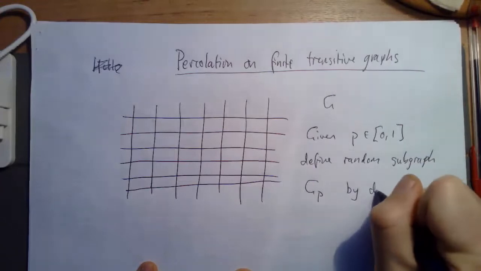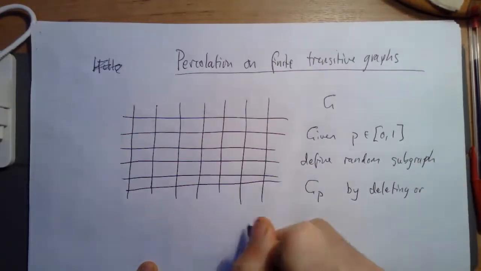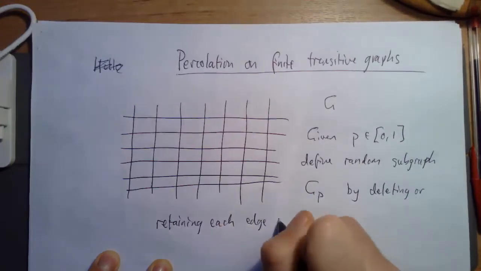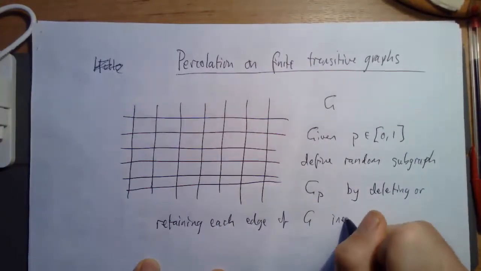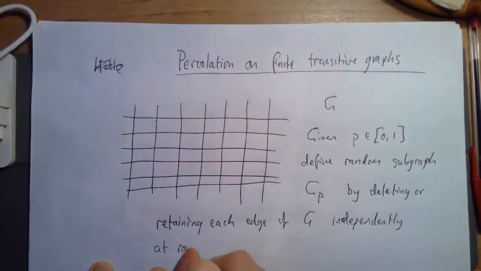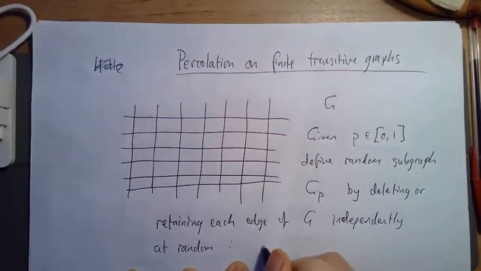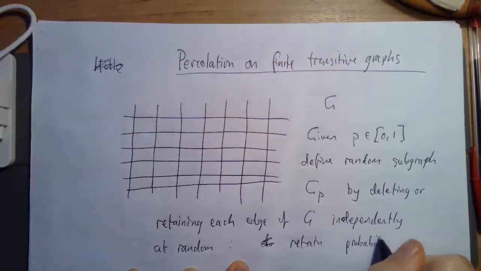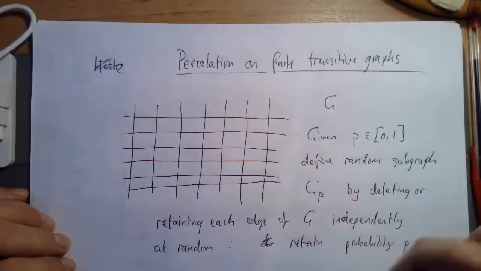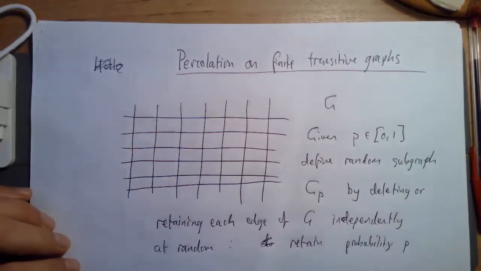So by deleting or retaining each edge of G independently, at random, and you retain with probability P, and then of course delete with probability 1 minus P. So this is Bernoulli bond percolation, one of the standard percolation models. So each edge you look at separately, you toss a weighted coin. If it comes up heads, you keep the edge. If it comes up tails, you delete it.